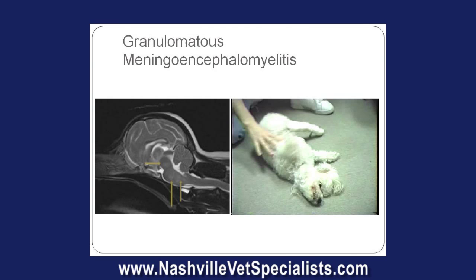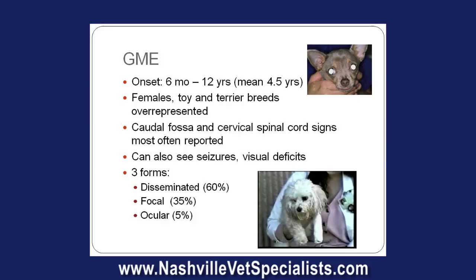It has a pretty variable onset. The average age of onset is 4.5 years, but it can be seen in dogs as young as 6 months, I think it's the youngest reported. I've never seen it in a dog much younger than a year old. It can be seen in older dogs. So again, it's not super common. It tends to affect toy and terrier breeds, and females are a little bit more commonly affected.